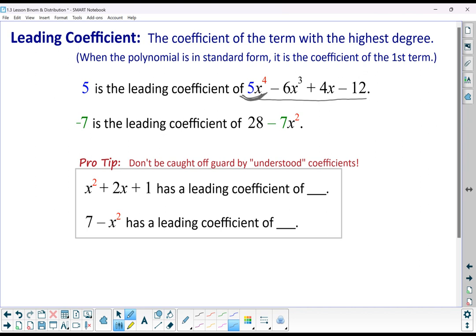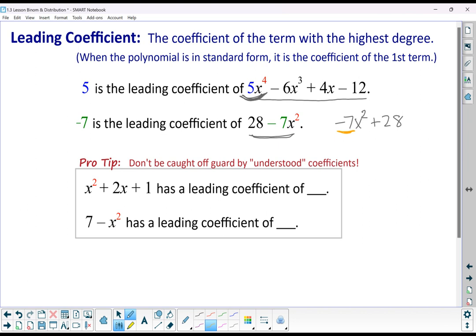For our next polynomial, 28 minus 7x squared, that's not in standard form, but the coefficient of the most powerful term is negative 7. So negative 7 is the leading coefficient. If that was written in standard form, it would look like negative 7x squared plus 28. So when it's written in standard form, you can see that negative 7 does lead the polynomial.